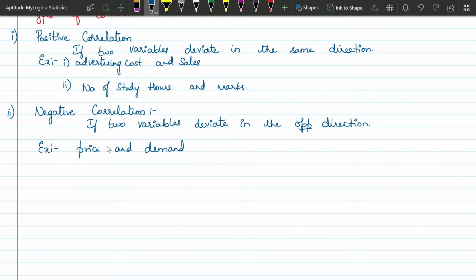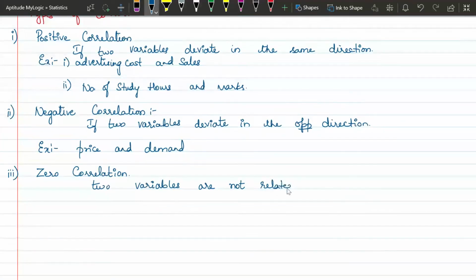So here an increase in one variable leads to a decrease in the other, and vice versa. A decrease in the first variable leads to an increase in the other. This is negative correlation. And the last type we say is zero correlation. So zero correlation means two variables are not at all related. So a change in one variable will not affect the other variable. Two variables are not related. These are the three types of correlation.